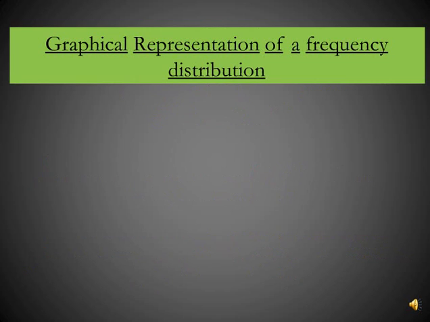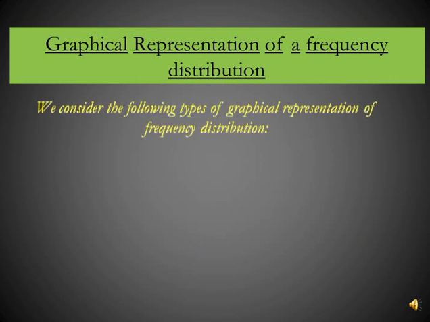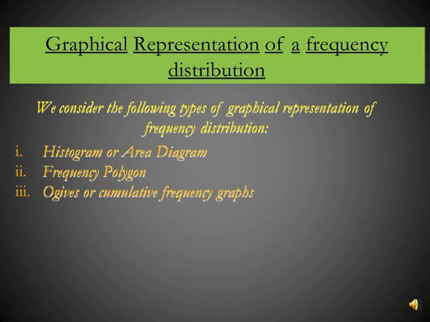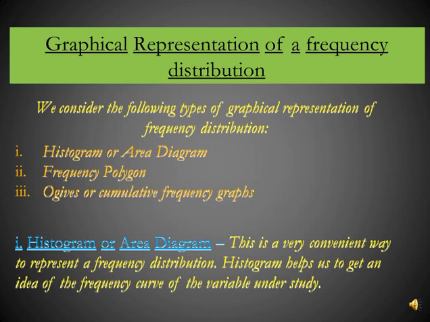Now we will study how to represent a frequency distribution graphically. There are many ways for graphical representation, but here we will consider the following types of graphical representation of frequency distribution. First is histogram or area diagram, second is frequency polygon, and third is ogives or cumulative frequency graphs. So let's discuss each of them in detail. First is histogram or area diagram.